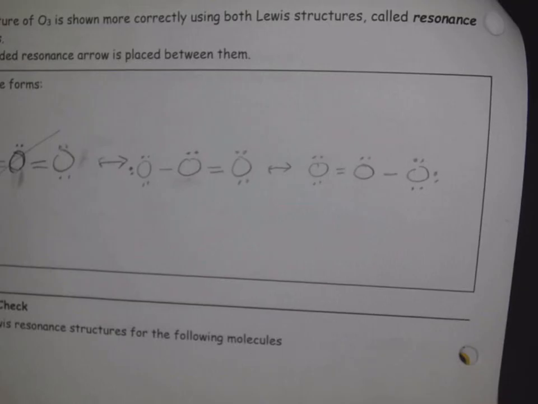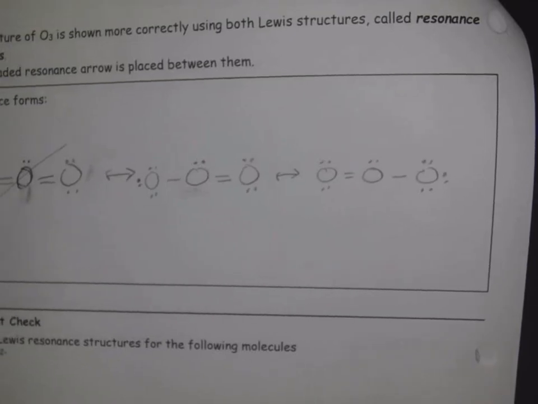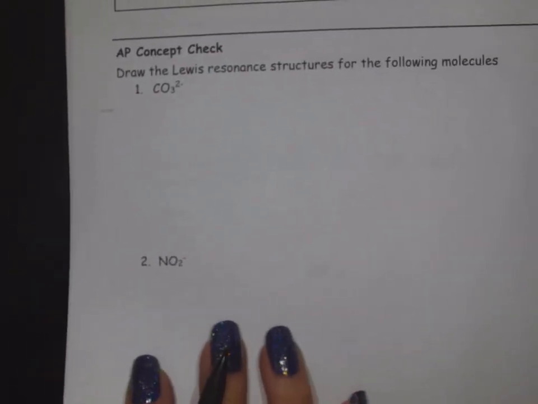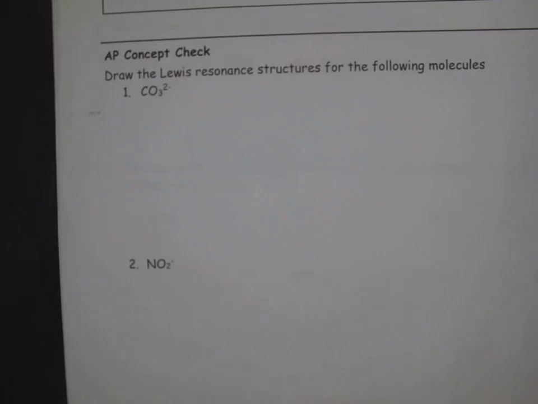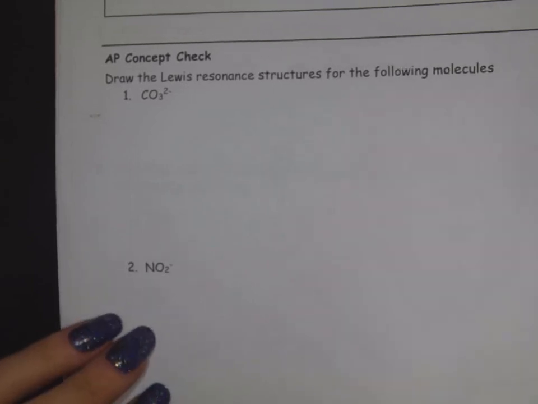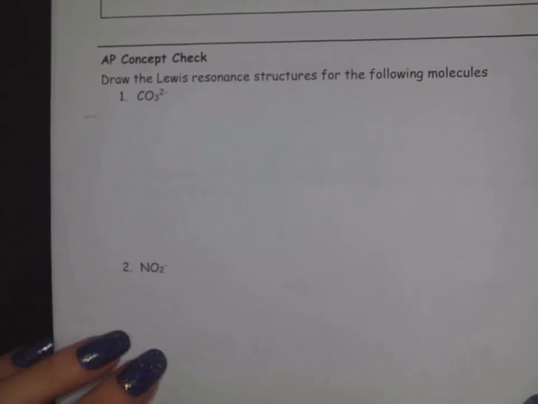And in this case, they would show up equally out in nature, but there are times when resonance structures don't occur in equal amounts in nature, and we can find which one is more stable or which one's more likely to occur. Okay? And so CO3 2 minus, NO2 minus, we're actually going to save these ones, and we'll do those 2 together in class as a quick little reminder. So we're going to do resonance structures for those.